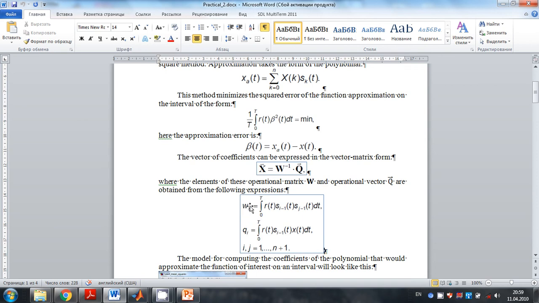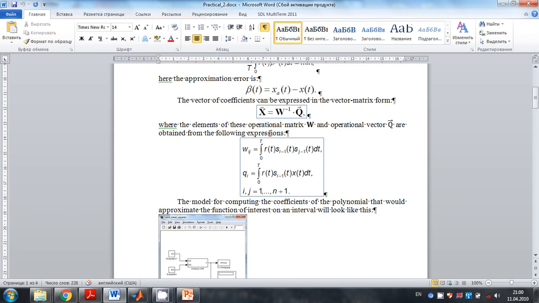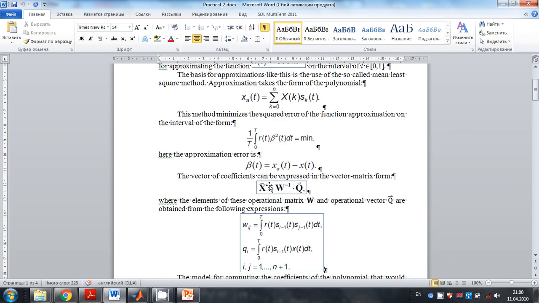So we just proceed creating a formal system in Matlab for obtaining these coefficients, these W's, the elements of the matrix, these Q's, elements of the vector, to find this vector of coefficients representing the decomposition of our signal onto the basis functions S from T's. So let's look at the Matlab.